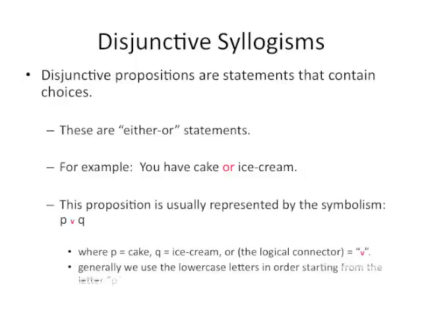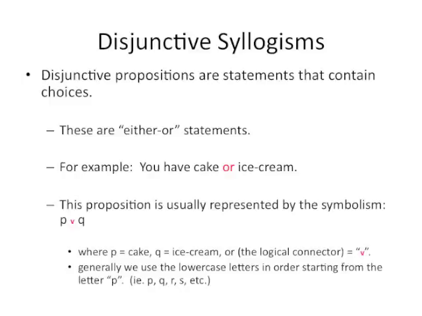Generally, we use the lowercase letters in order starting from the letter P. So if we're dealing with 2 terms, we have P and Q. If we've got 3 terms, we go P, Q, R, and P, Q, R, S, and so on and so forth as we add more terms. All right, so always lowercase letters starting from P.